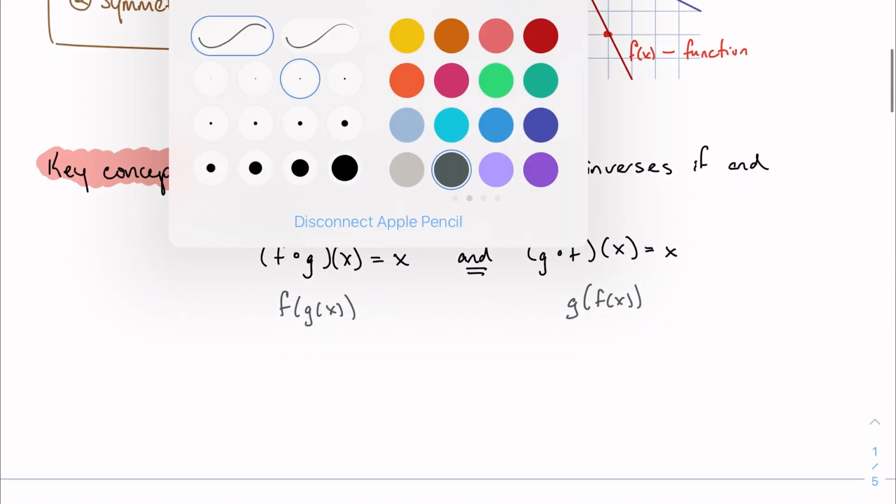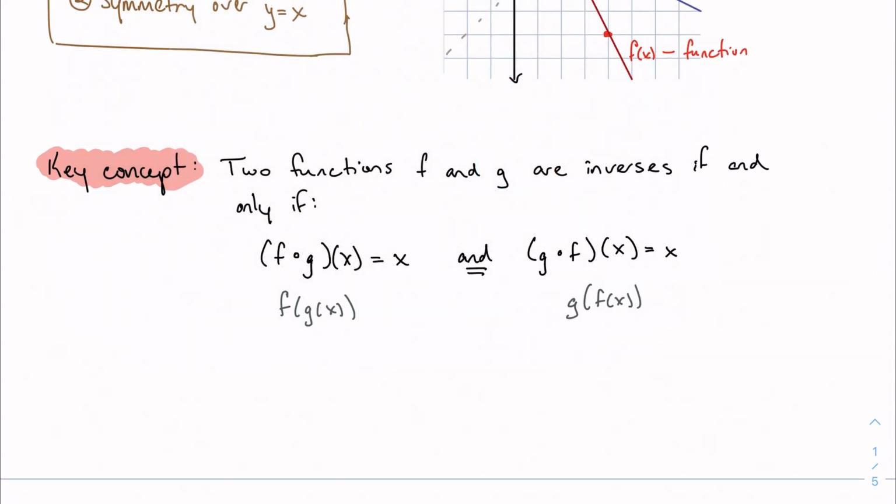If this is true, so if g is an inverse, or the inverse, I suppose, of f, g is notated as f inverse of x. So this is a little bit new.